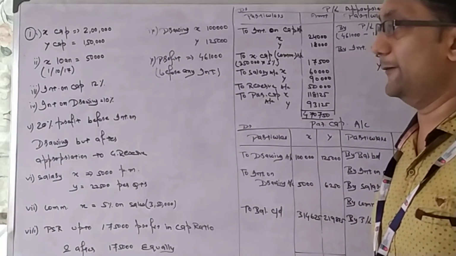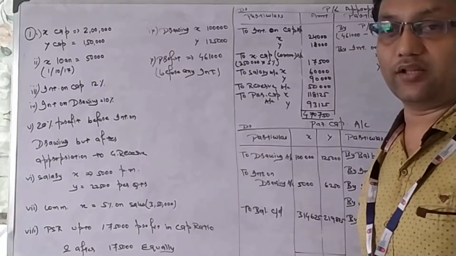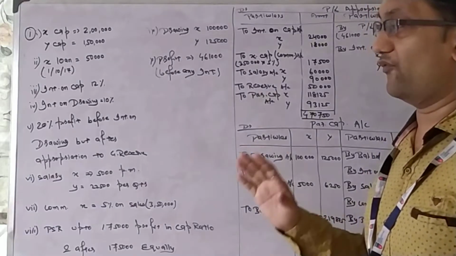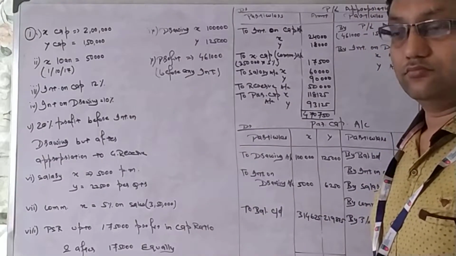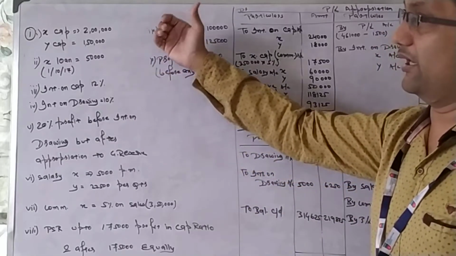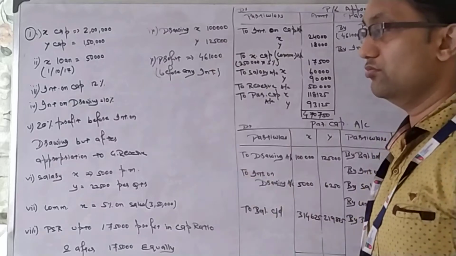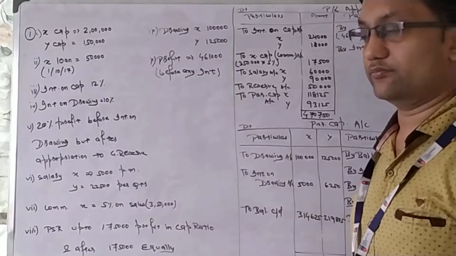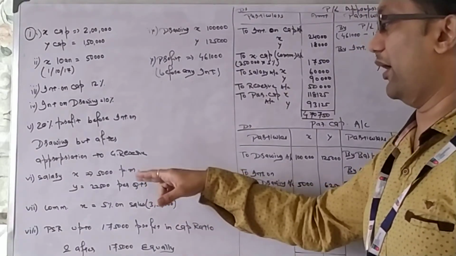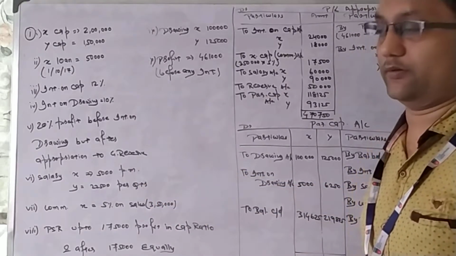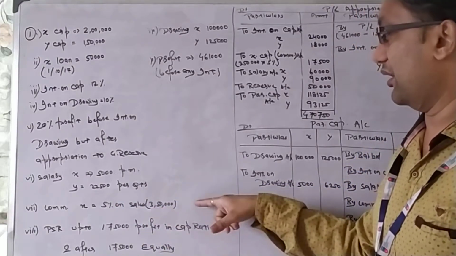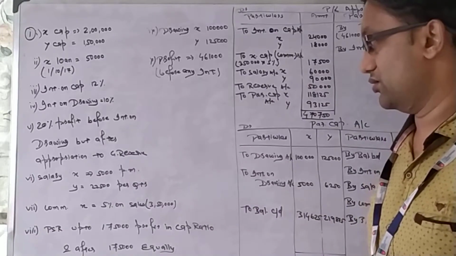That means the question is saying that we need to create a reserve of 20% of net profit, but after deducting interest on capital, salary, X's loan, but not interest on drawing. Salary of X is 5,000 per month and Y is 22,500 per quarter. Commission, X will get 5% on sales and the sales figure is 3,50,000.